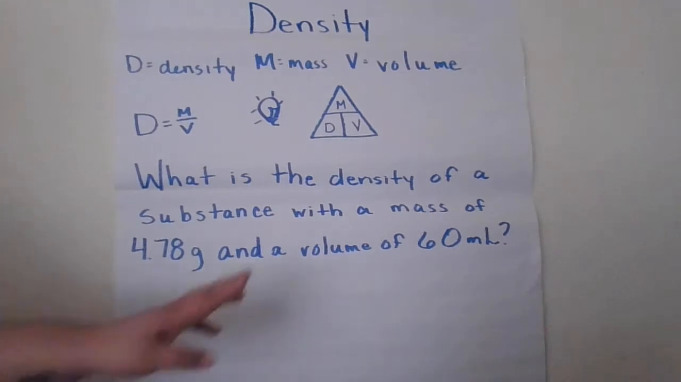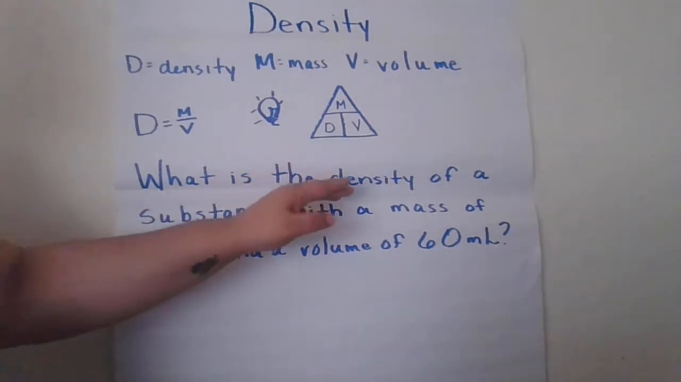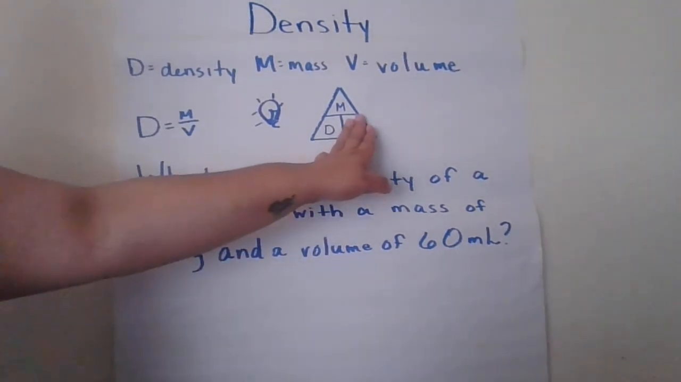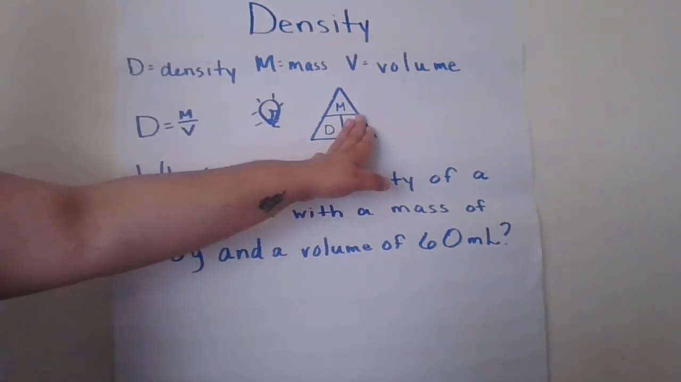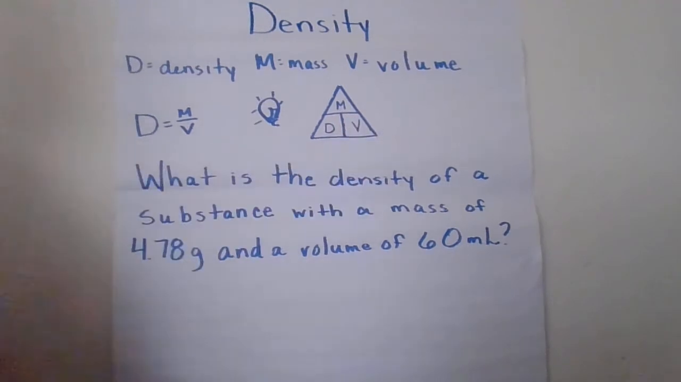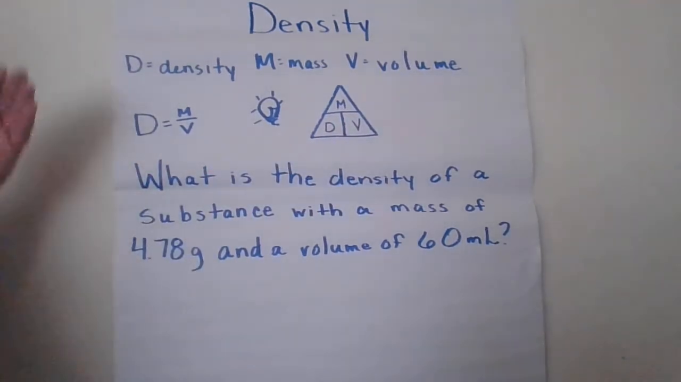And just the same as we did with density, if we needed to solve for volume, cover up V, and you are now left with M over D, or mass over density. So then you would have the three different equations necessary or derivatives of that formula. So let's go ahead and apply this formula to an example.